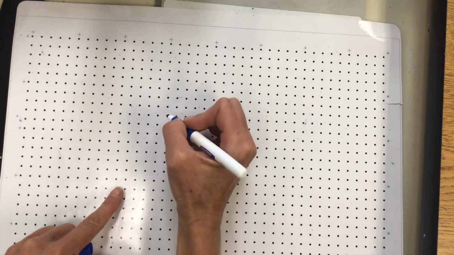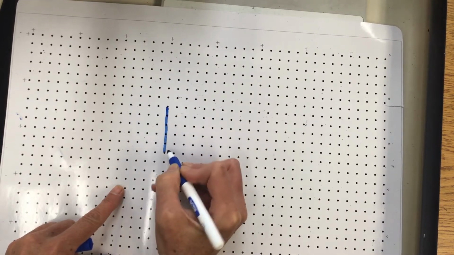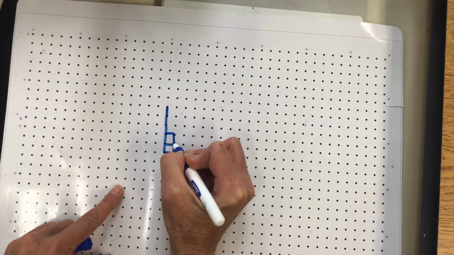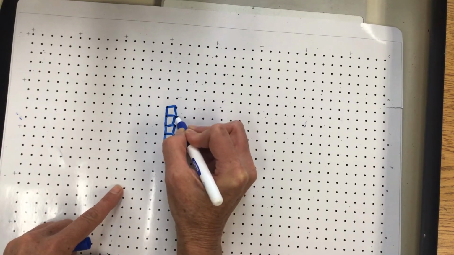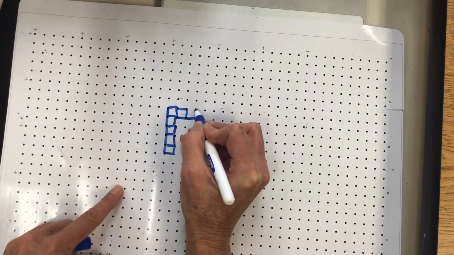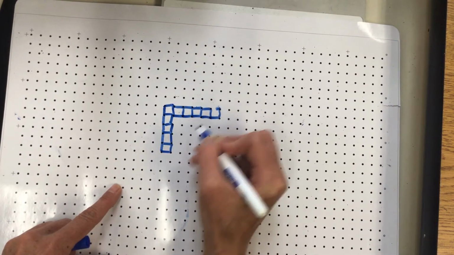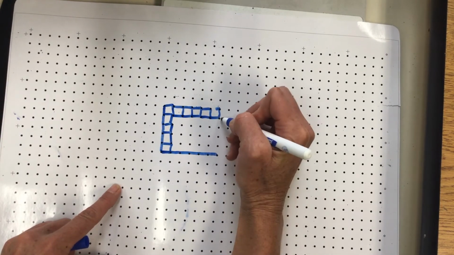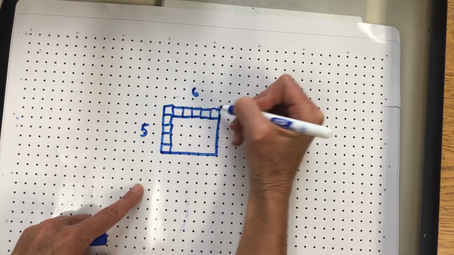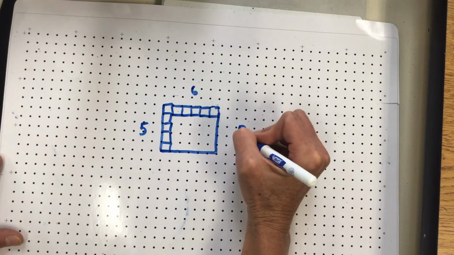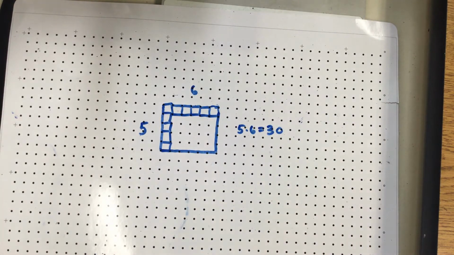So I'm going to go ahead and make a 5 by 6. 1, 2, 3, 4, 5. 1, 2, 3, 4, 5 by 6 across. So 6 in each row. 1, 2, 3, 4, 5, 6. Okay, so this is my 5 by 6, and 5 times 6 is going to equal 30, but maybe your 6s are difficult for you.